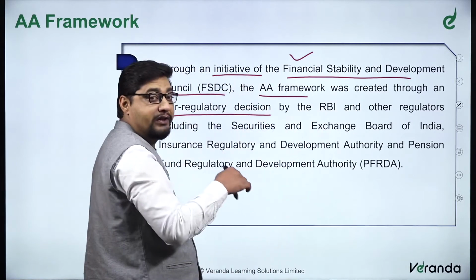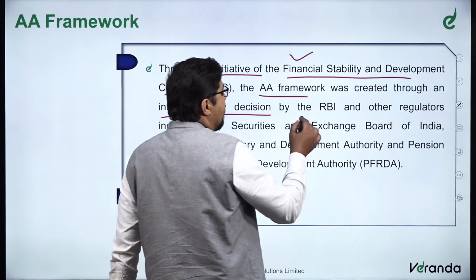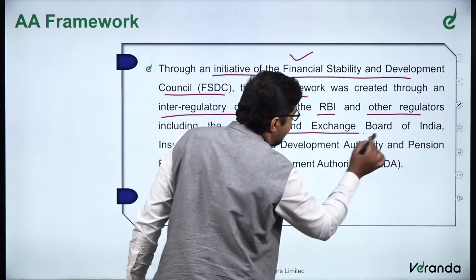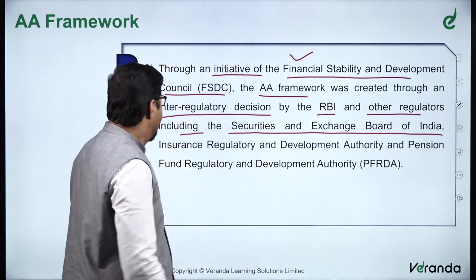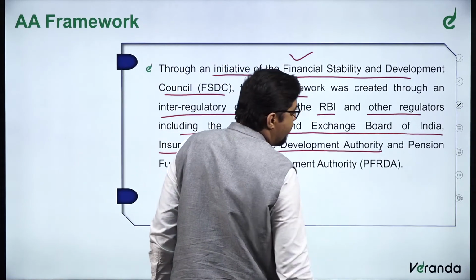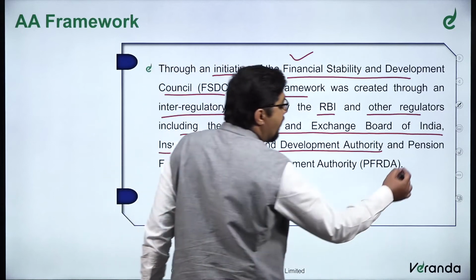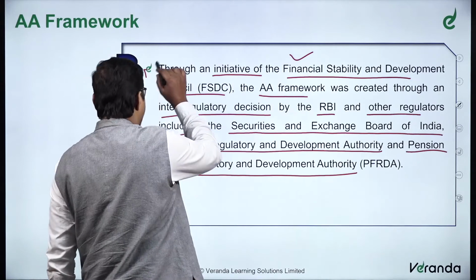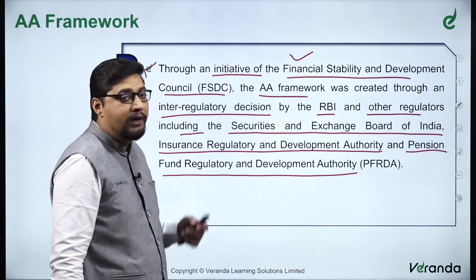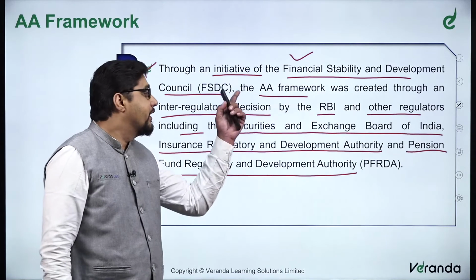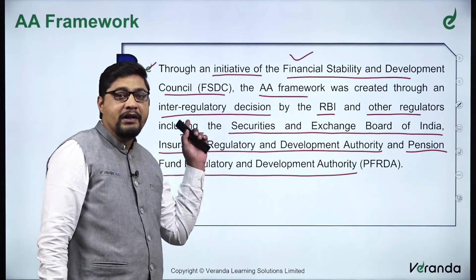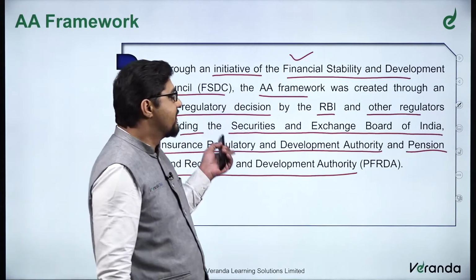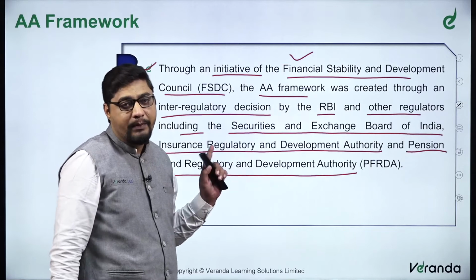Inter-regulatory means various organizations or regulatory bodies will be involved, and which are they? The RBI and other regulators. And what are the other regulators? Including SEBI, that is the Securities and Exchange Board of India, then we have the Insurance Regulatory and Development Authority of India, IRDA, and then you also have the Pension Fund Regulatory and Development Authority. So these are all the institutions which have been responsible either for creation or for regulations. For creation of that framework, the Financial Stability and Development Council, then for the regulatory framework, RBI plus other regulatory agencies including SEBI, IRDA and the Pension Fund Regulatory and Development Authority.